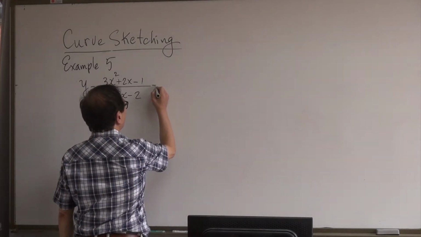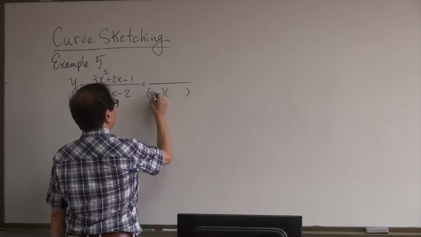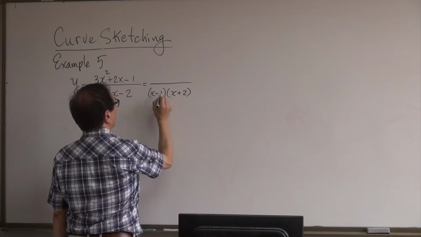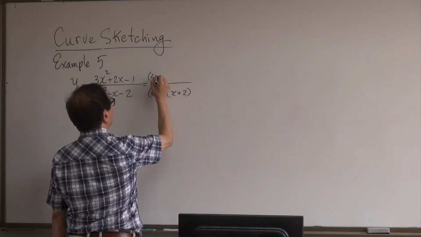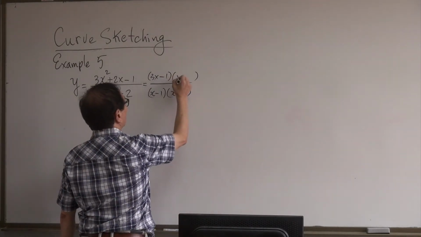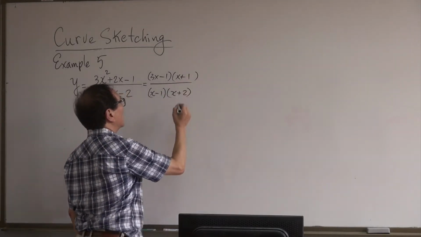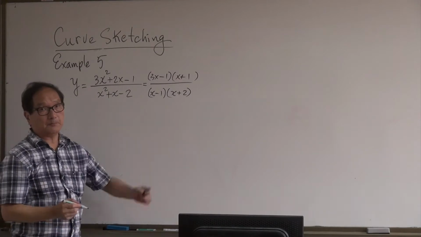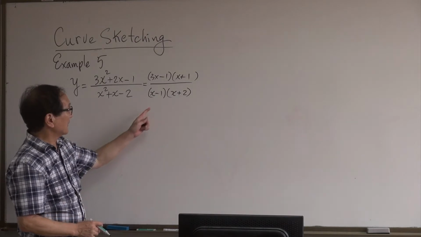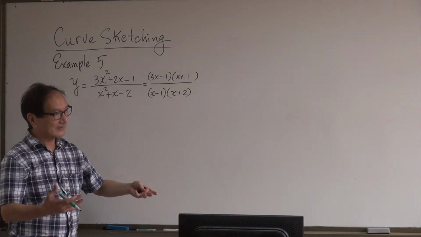We analyze by factorizing x squared plus x minus 2, which is (x minus 1)(x plus 2). All right, that's easy. The reason for doing this is that we try to find the vertical asymptotes. When x equals 1 or x equals negative 2, the function is not defined.